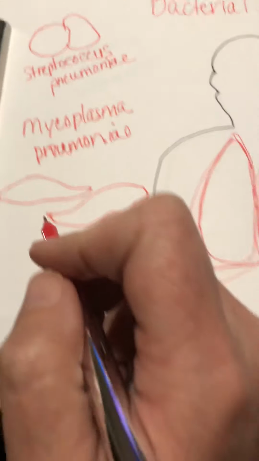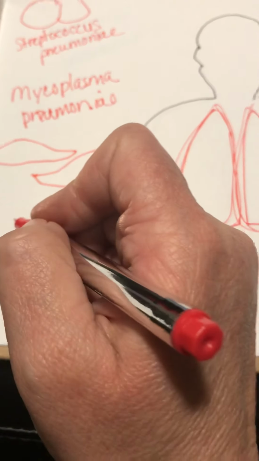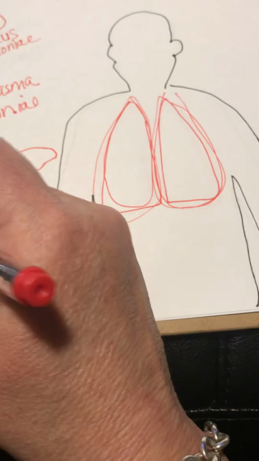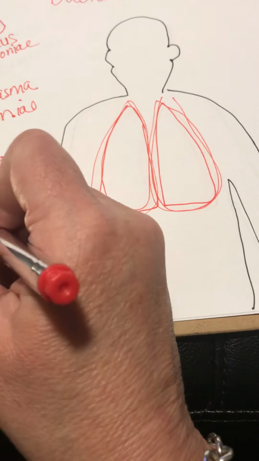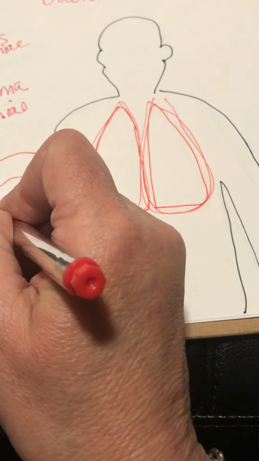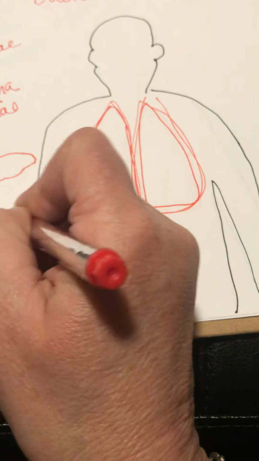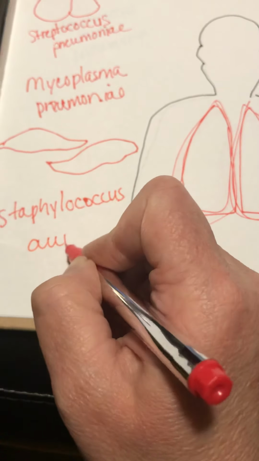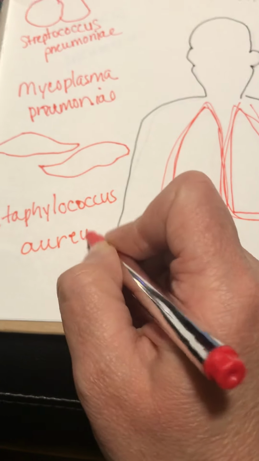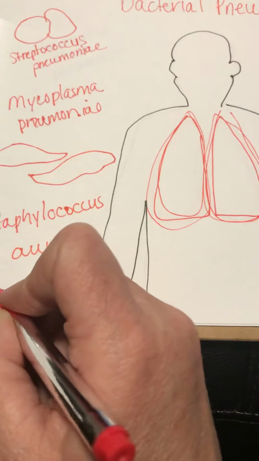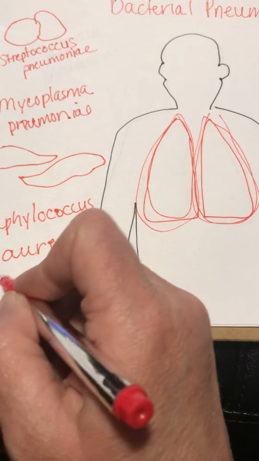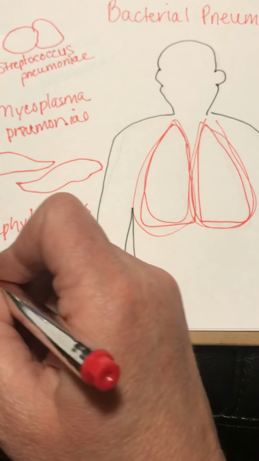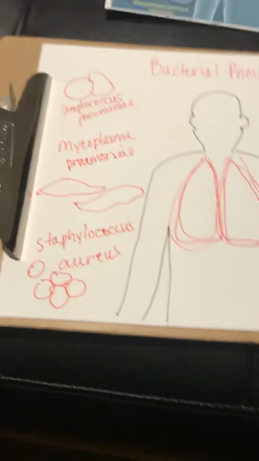And then we have Staphylococcus aureus, and that is a bunch of little bubbles under the microscope. Kind of look like that.